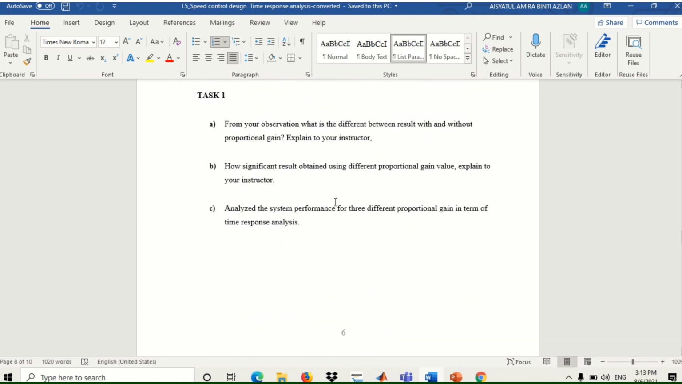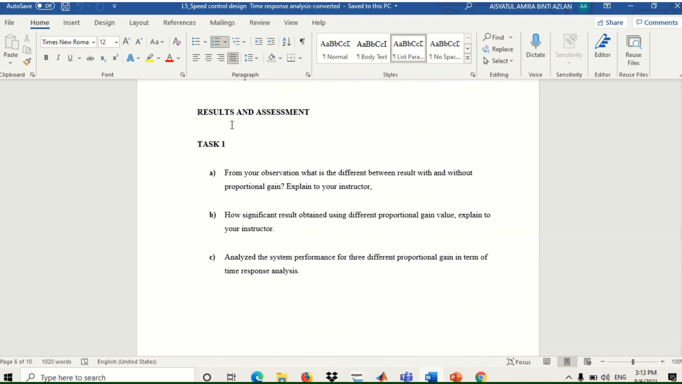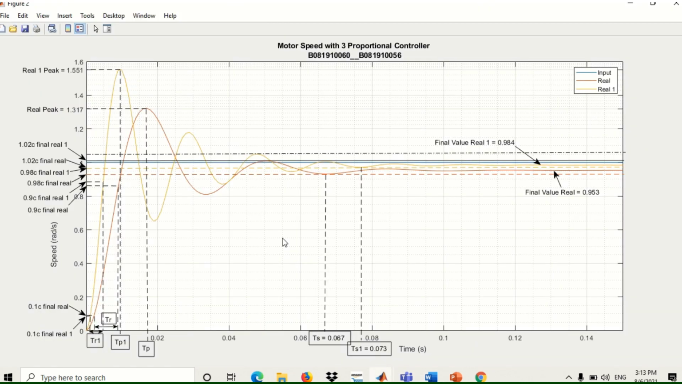So the task that I have to answer here, for question A, from your observation, what is the difference between data with and without proportional gain? So in my opinion, this graph, the yellow one, is the graph with proportional gain, and the red one is the graph without proportional gain. So I can conclude here that with proportional gain, we can see that the graph is higher than the graph without proportional gain.